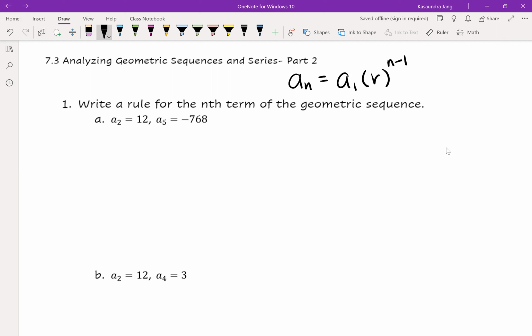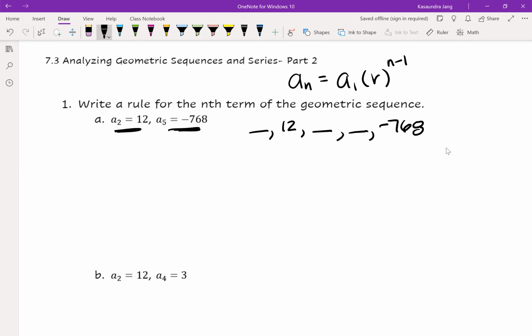Okay, so the A1, the first number in my list, I don't have. The R, the common ratio, I don't have that either. All I have are the second number in the list and the fifth number in the list. So as far as making my list goes, I don't know the first. Second number is 12. Third, fourth. The fifth number is negative 768, and so on. So this is pretty much all I have so far.